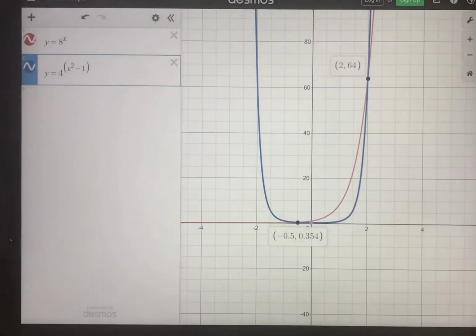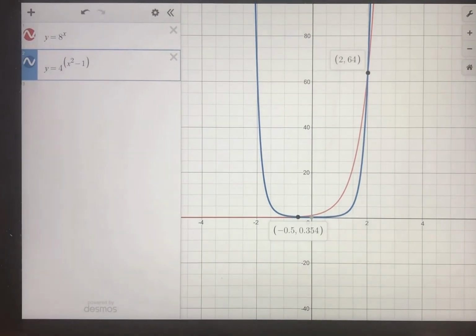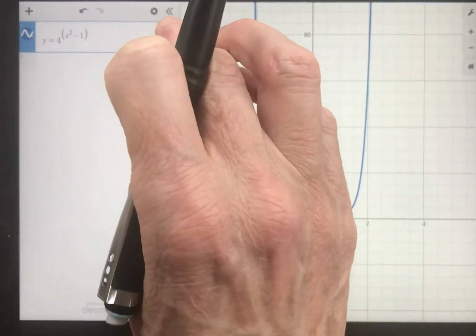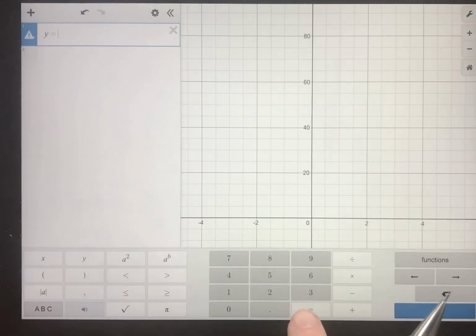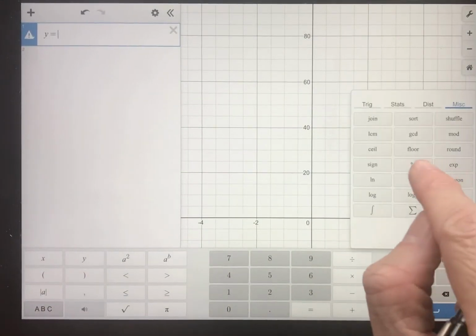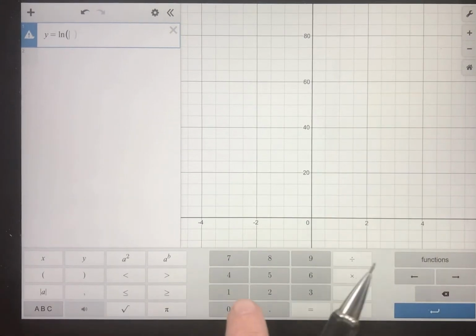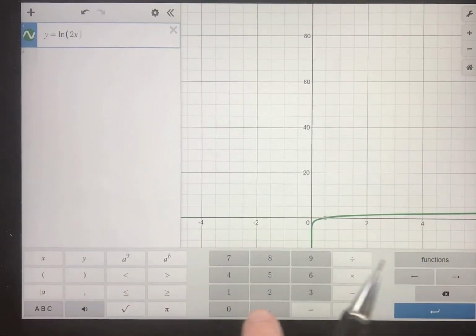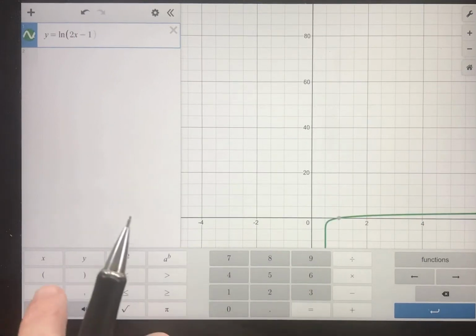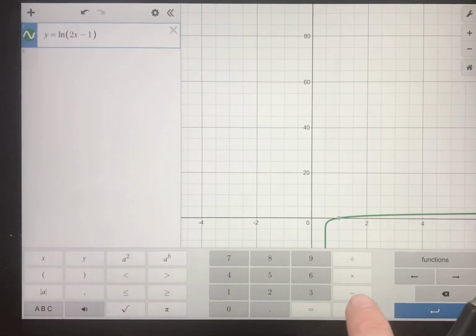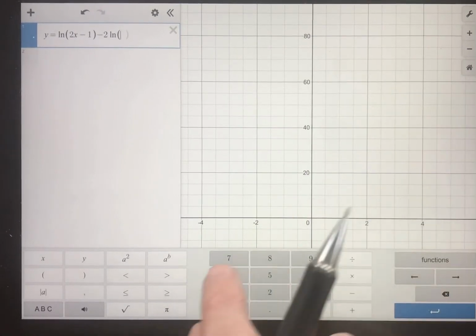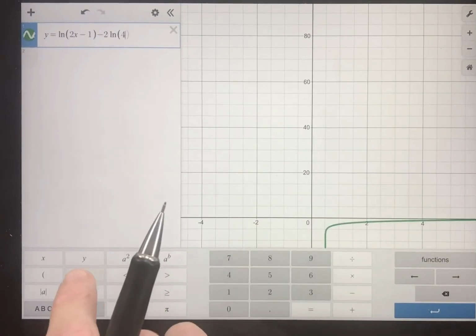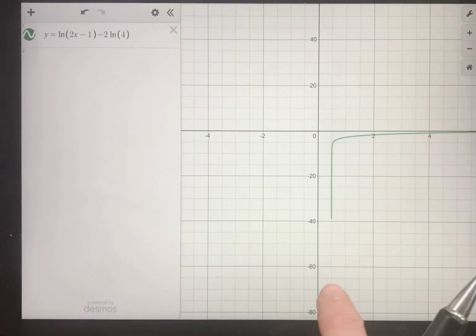Okay, let's take a look. Come back into here, and I'll close out those two. Okay, equation 1 said y is equal to the natural log. We have a function for that, ln, 2x minus 1, and then close that parenthesis, minus 2 times the natural log of 4. And there's that graph right there.